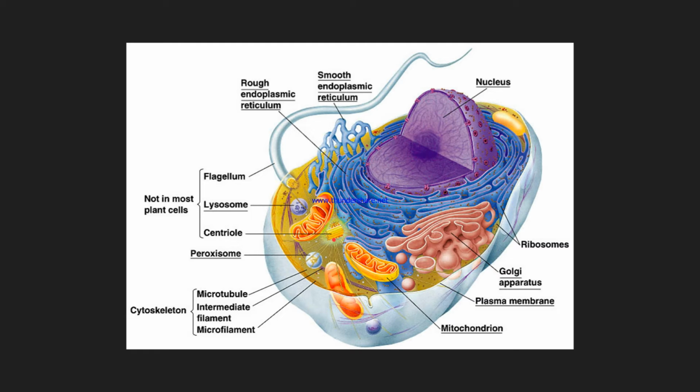The centrioles form mitotic spindles to aid the cell in dividing. They stretch with the cell during cell division. We also have lysosomes right here, which can break down all organic material with hydrolytic enzymes. They're essentially the cleaning crews of the cell. And lastly, eukaryotes can have a flagellum, which again aids in locomotion.